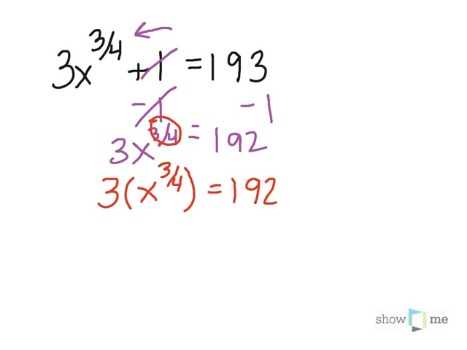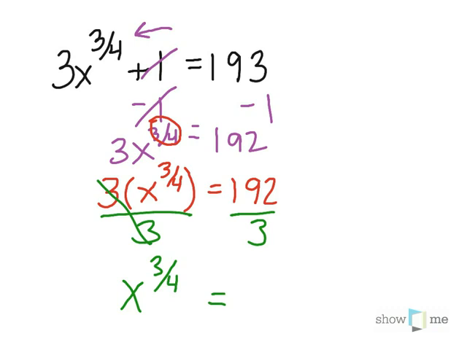And the reason this is important is this 3 has absolutely nothing to do with that exponent. It's just a multiplier, a constant that's multiplied by that value. So we're going to move it to the other side by dividing. Now when we do that, we're going to be left with x to the 3/4 equals 64.